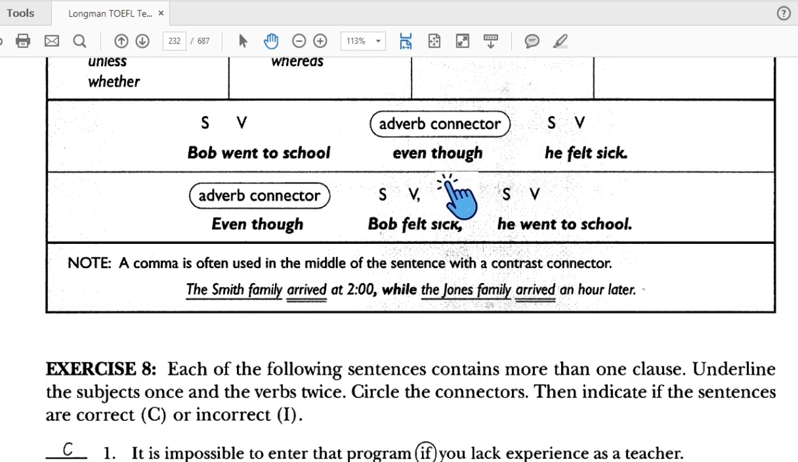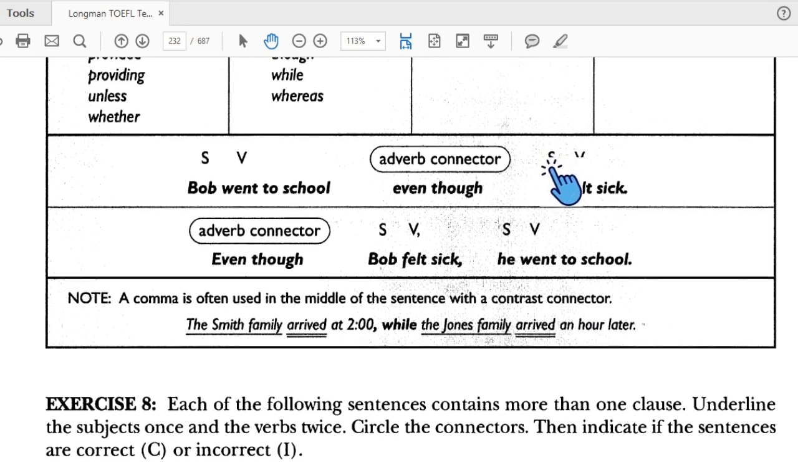Well, guys, look at the structure. If we put it in the middle, okay, Bob is the subject, fell is the verb. He is the subject, fell is the verb. Okay, adverb connector, if we put it behind, we put a comma here. But look at the note, read carefully. A comma is often used in the middle of the sentence with a contrast connector.